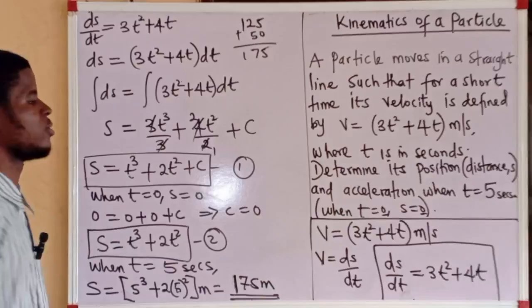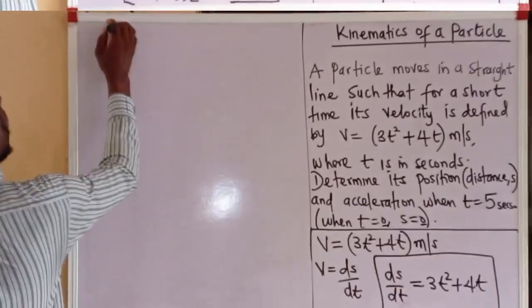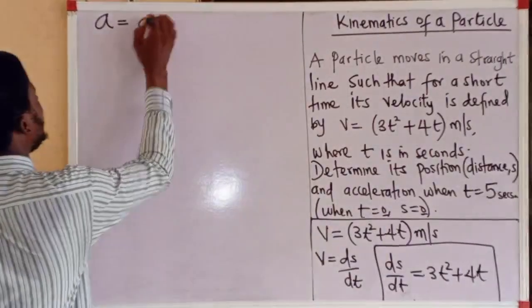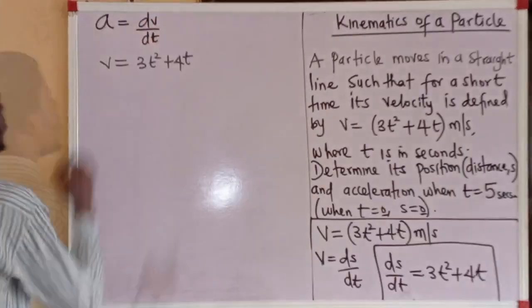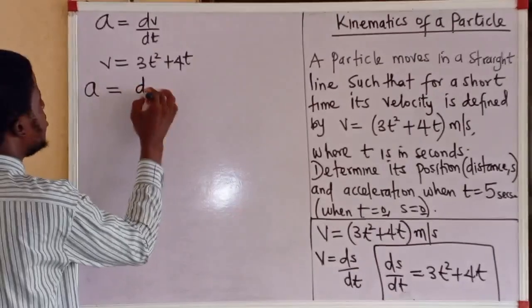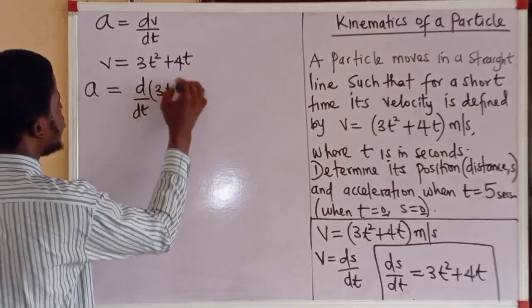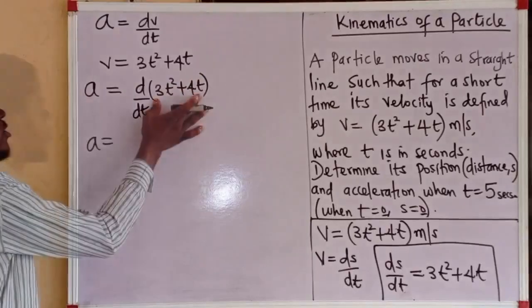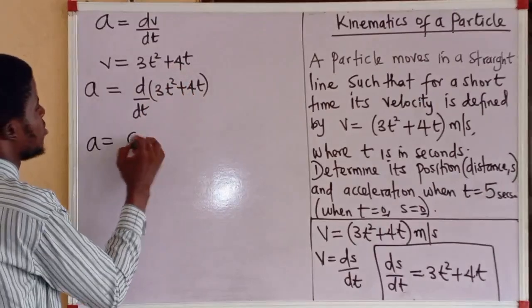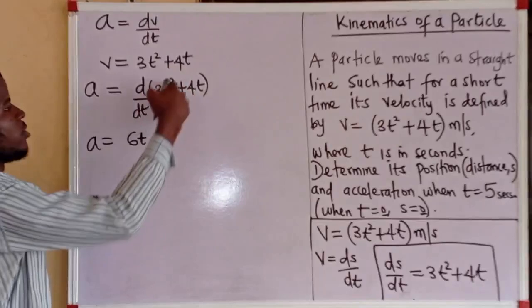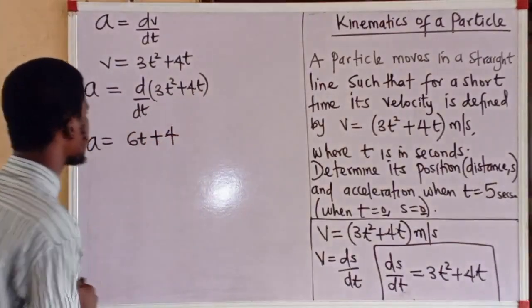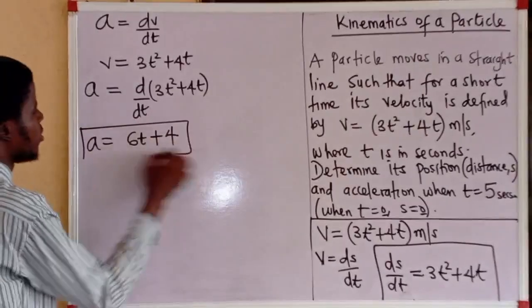Now, what is the acceleration when t is 5 seconds? Acceleration is the rate of change of velocity with time. That is dv/dt. So to find the acceleration, we differentiate this with respect to time. That is d/dt of 3t squared plus 4t. Let's differentiate this with respect to t. Differentiate 3t squared with respect to t, that is 6t: 2 times 3 is 6, and 2 minus 1 is 1. Differentiate 4t with respect to t, we have 4. So this is the acceleration equation in terms of t.